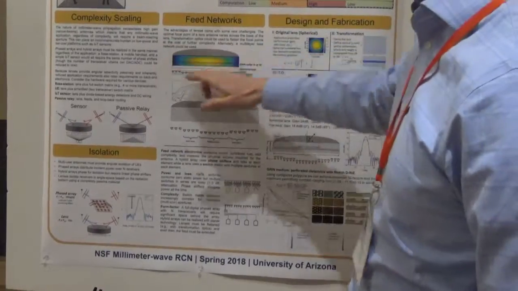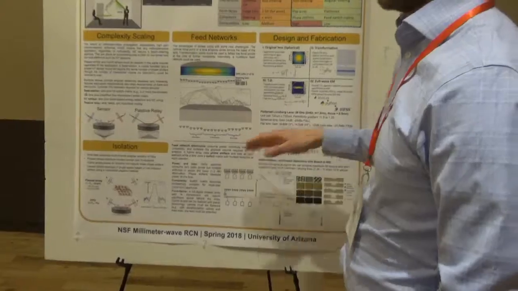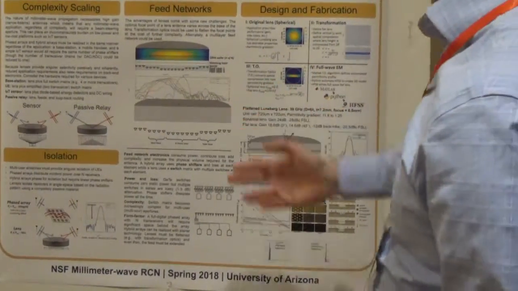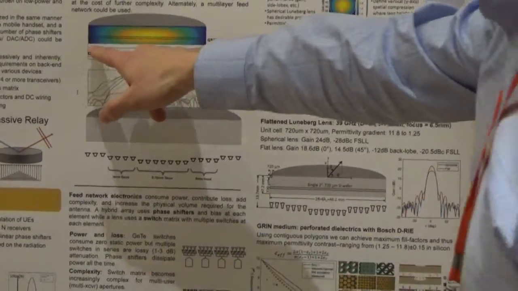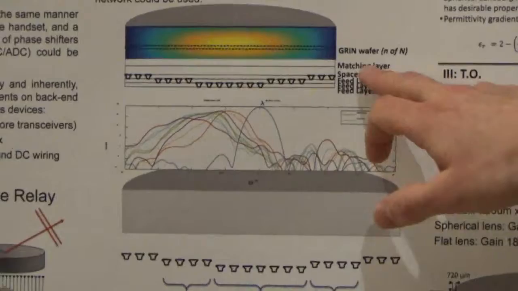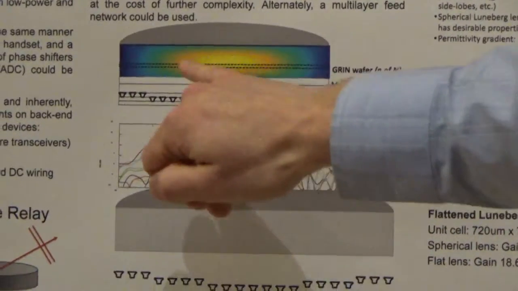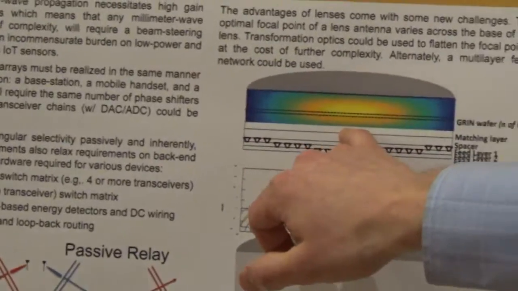So that's the lens itself. Now you have to make that with a feed network. And I'll mention one thing, this is the matching layer that I'm showing here. So I don't know if it's obvious, but right here the permittivity is 1. Notice that that's green and not dark blue. So this permittivity is actually 6.